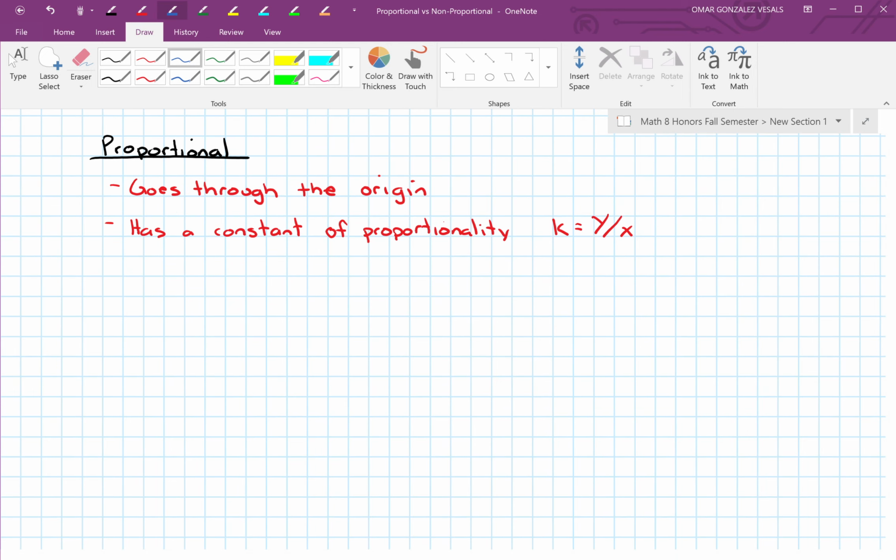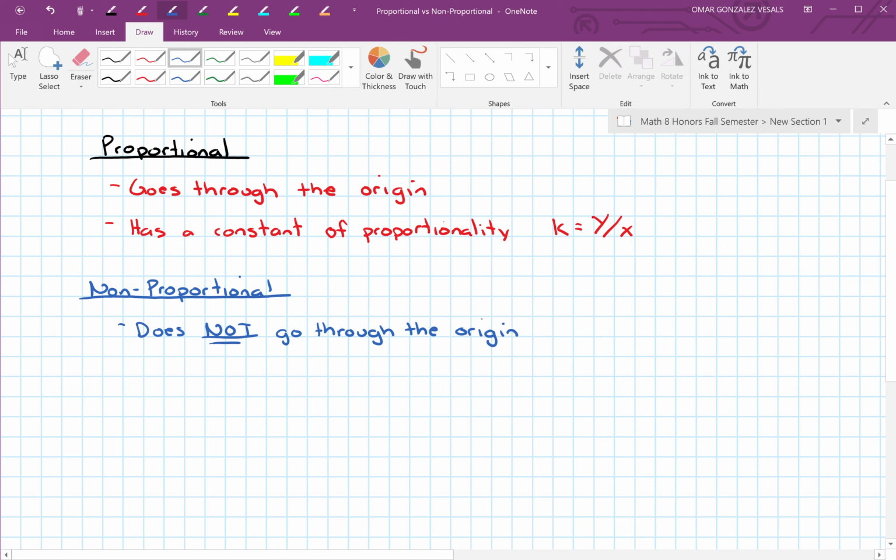So today we're going to focus on non-proportional. I want you to almost think of these as opposites. So if it's non-proportional, what do you guys think? It does not go through the origin. Is it possible to have a non-proportional thing that does go through the origin? No. Unless it's something that's not a line.